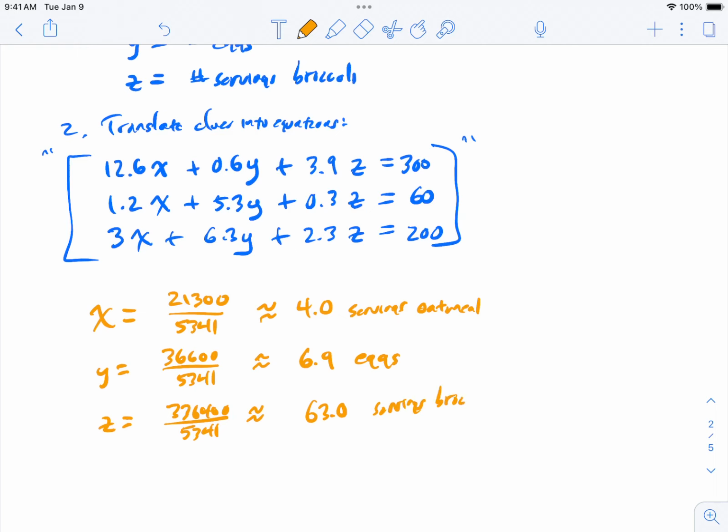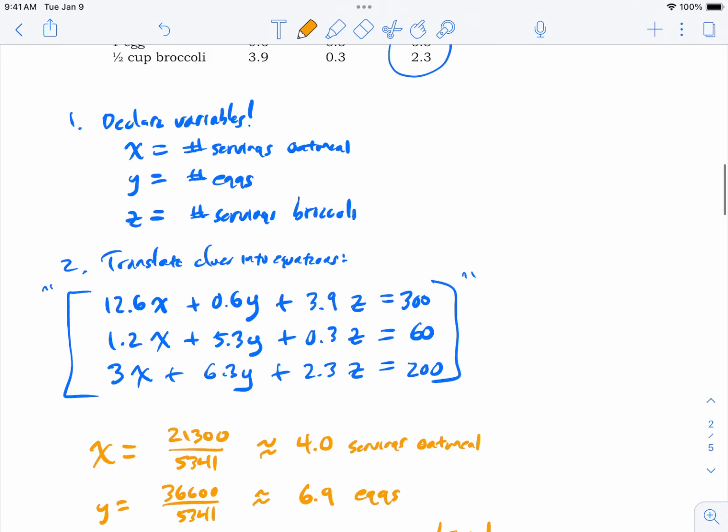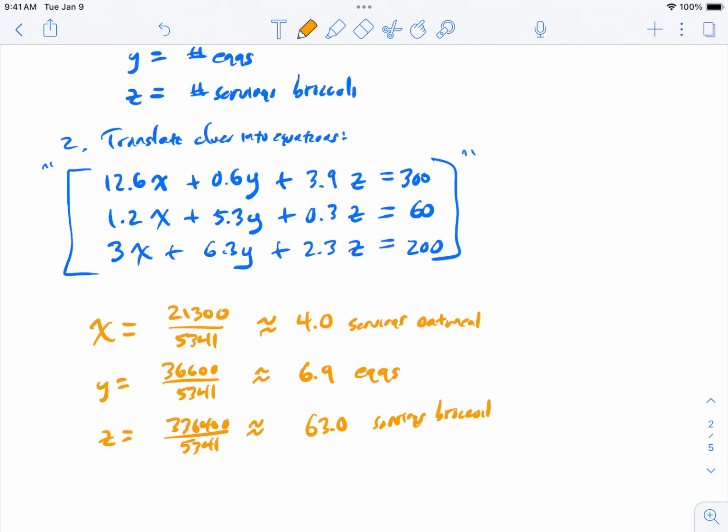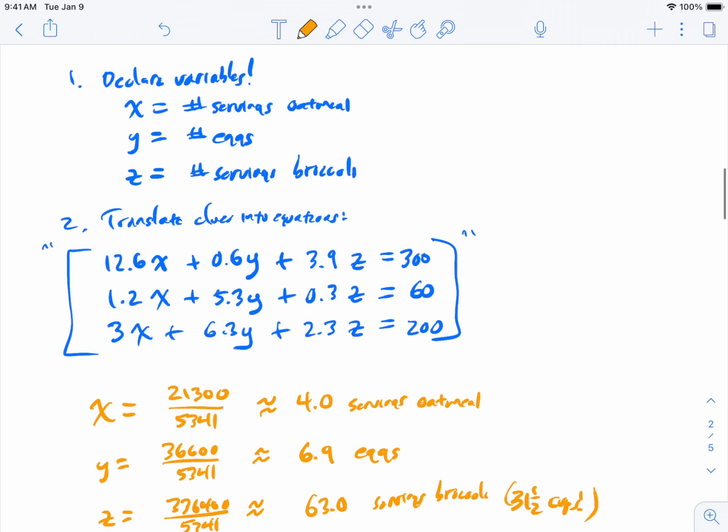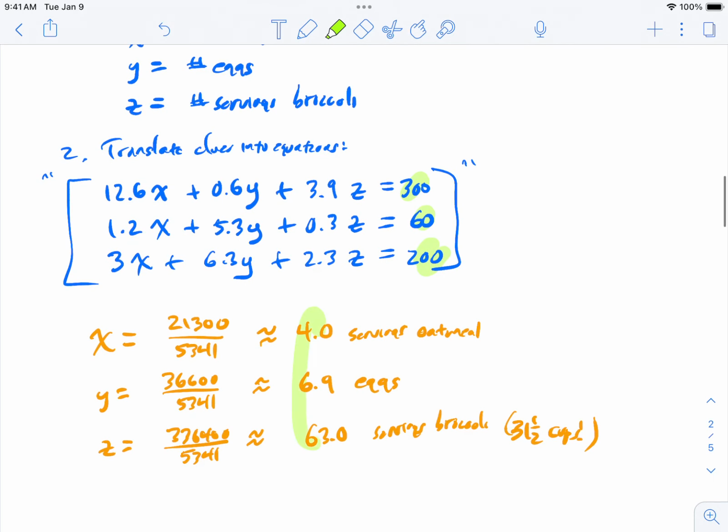And I think a serving was a half cup. Let me look up here. Half cup. So that's almost 31 and a half cups of broccoli. Man, that's a lot of broccoli. Well, if you want to eat oatmeal, eggs, and broccoli, and you want to have 300 carbs, 60 fat, 200 protein, then this is the answer. Have 4 servings of oatmeal, 7 eggs a day, and 63 servings of broccoli.